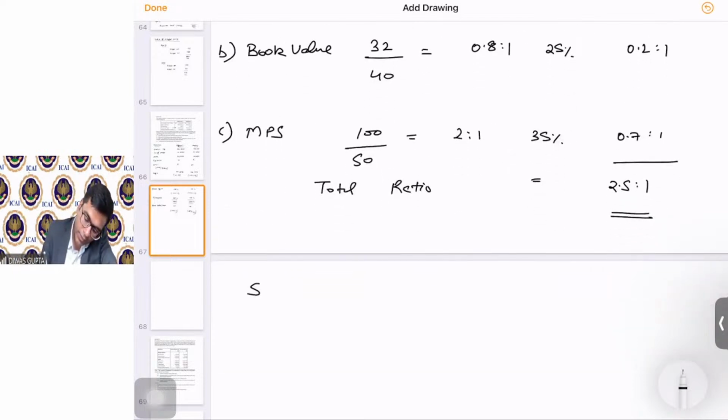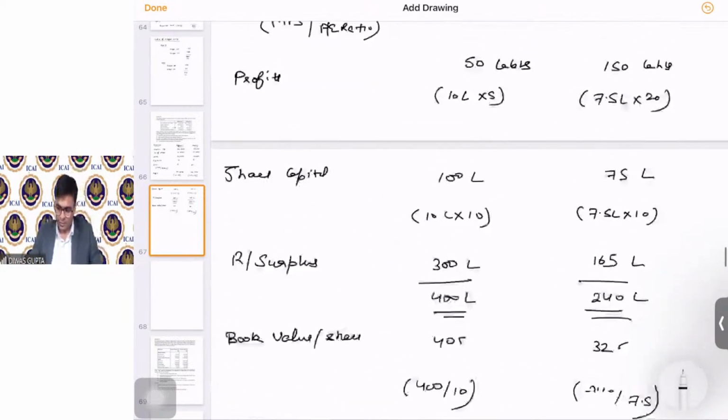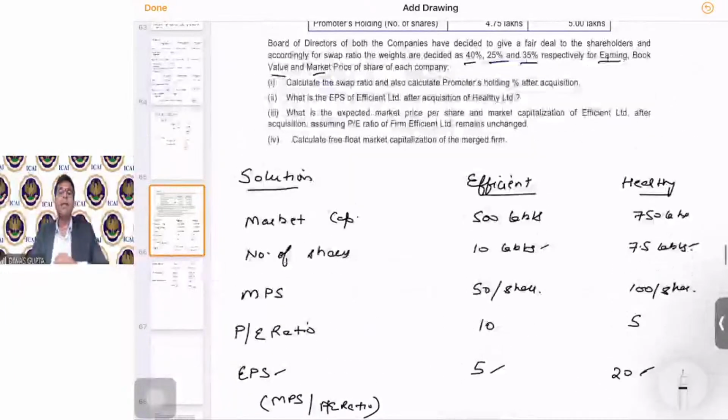So the swap ratio, based on the above calculation, is 2.5 shares to 1. Okay. So for every 1 share of Healthy Limited, Efficient Limited will issue 2.5 shares of its own.